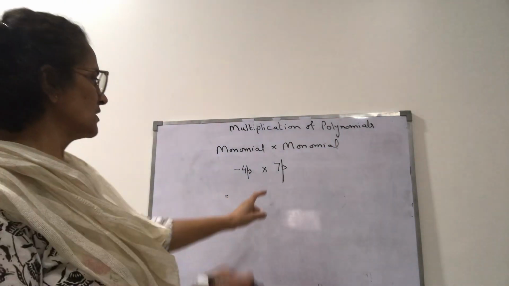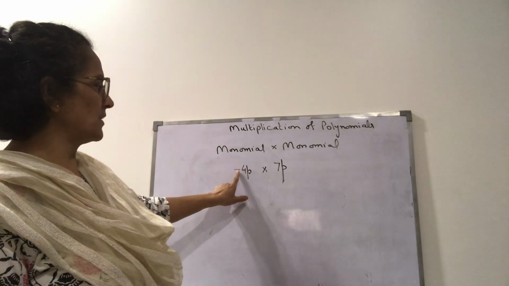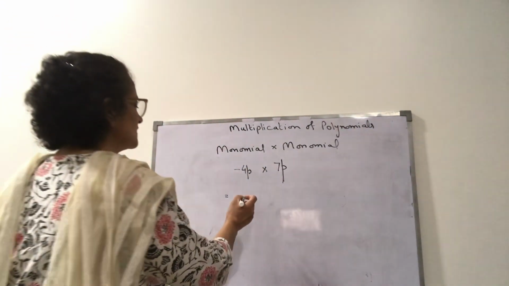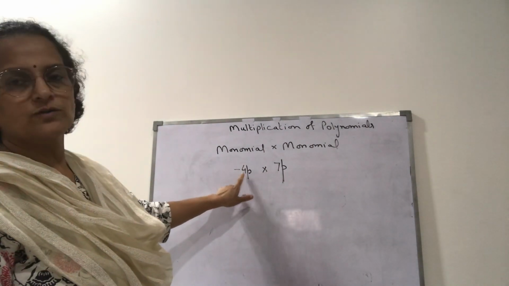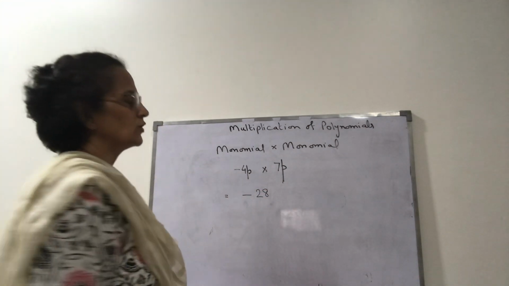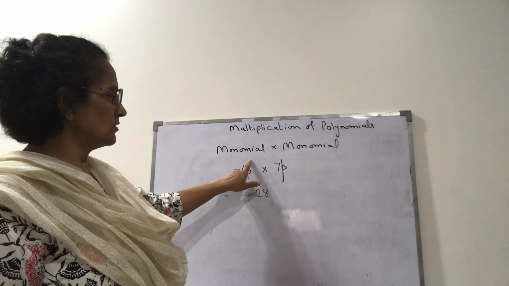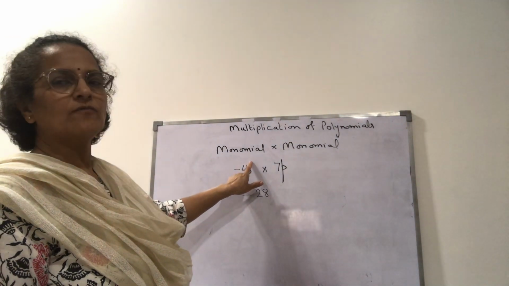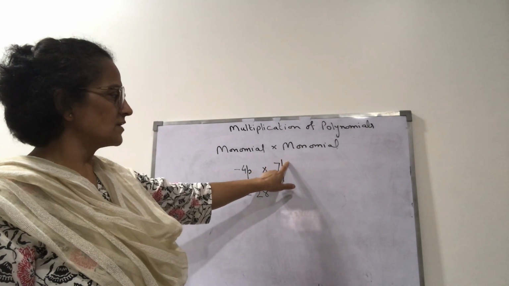Now first, here we have a plus sign. Plus multiplied with minus gives us minus. 7 multiplied with 4 gives us 28. And you have done exponents. Here there is no power written, which means the power is 1. Here also the power is 1.